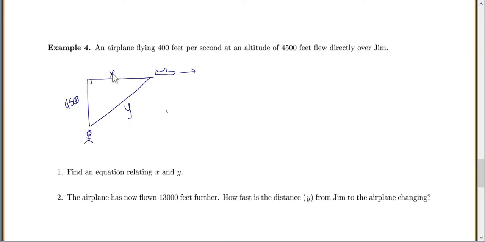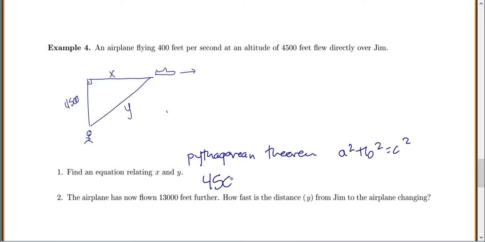I just drew it this way. And so x would be the distance that the airplane has flown, and y would be the distance from Jim to the actual airplane. And this would be a right angle. So to find an equation relating x and y, you can use the Pythagorean theorem, a squared plus b squared equals c squared, where c is the longest side, or the side opposite from the right angle. So we would have 4,500 squared plus x squared equals y squared.